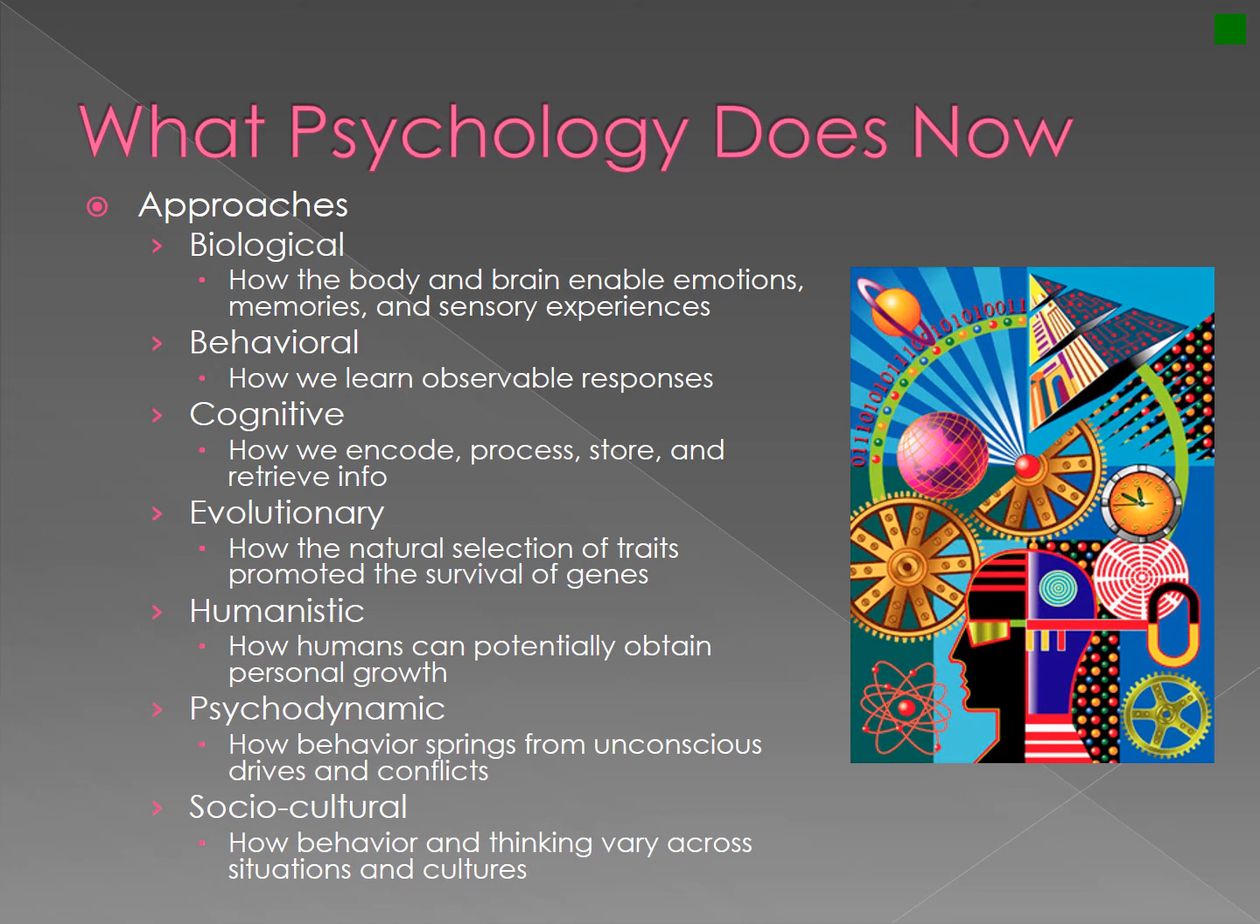Evolutionary is how the natural selection of traits promoted the survival of genes. All right, so this is Darwin. So the key word here would be survival. So they're acting a certain way for survival.